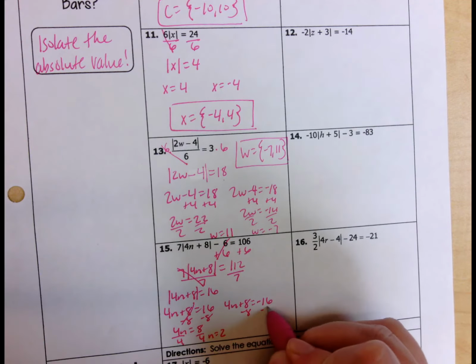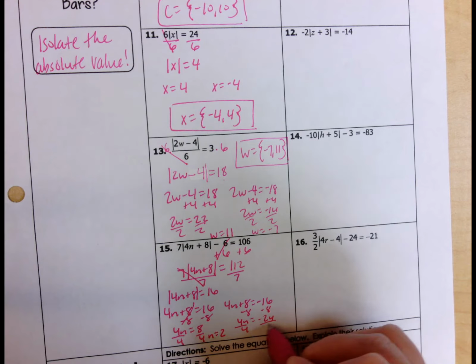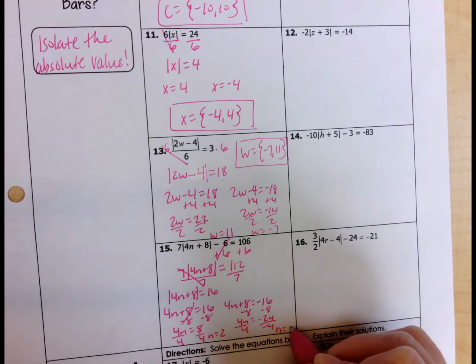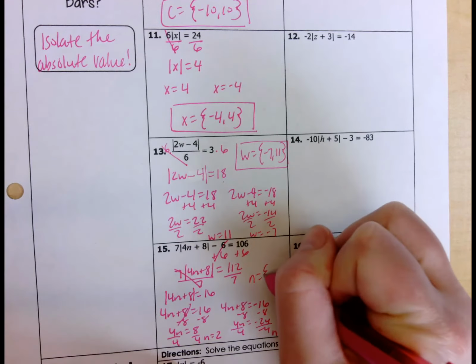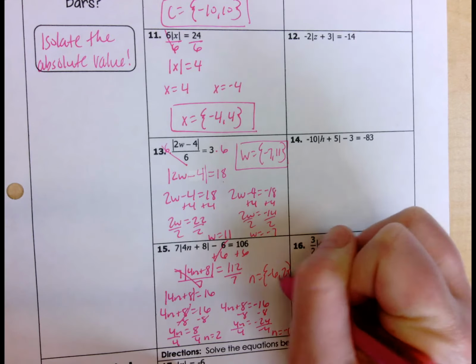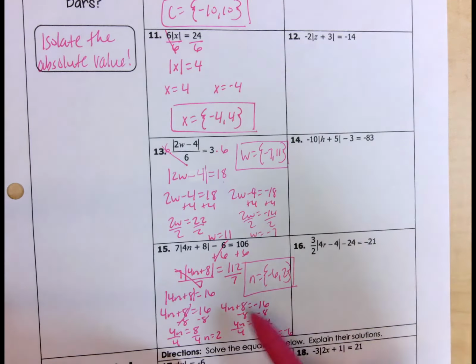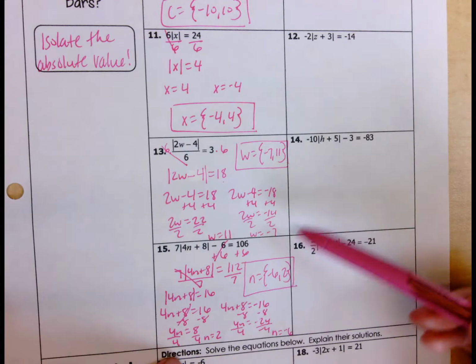And then over here, divide by 4, and n is negative 6. And so our final answer here is that n is negative 6 and 2. Okay, so same process on 14 and 15.